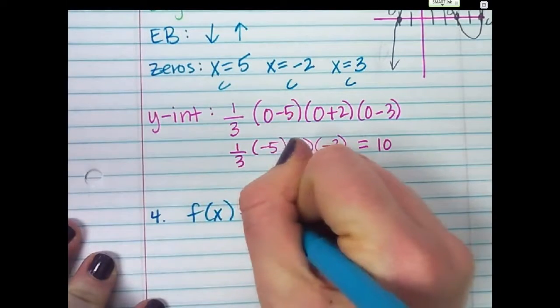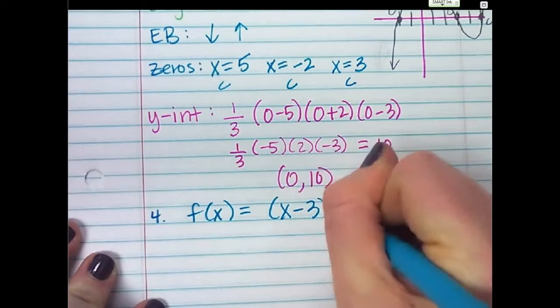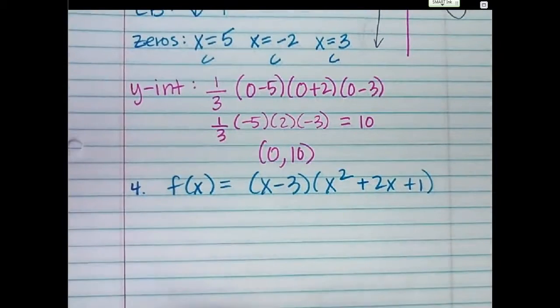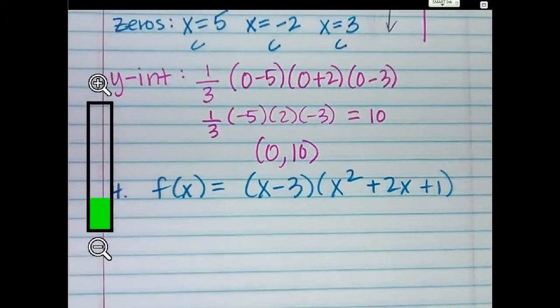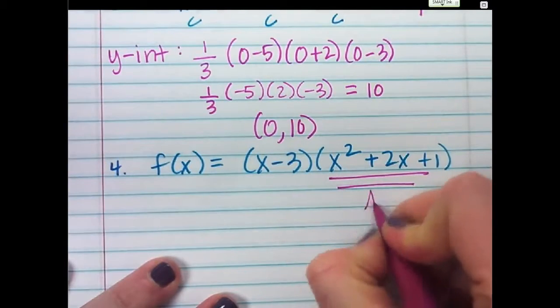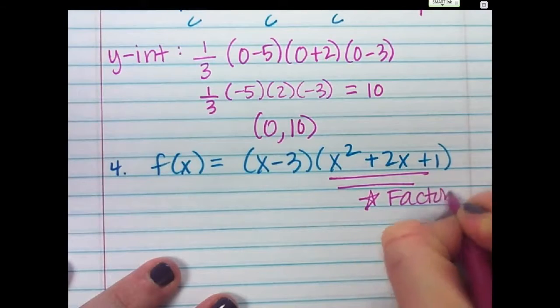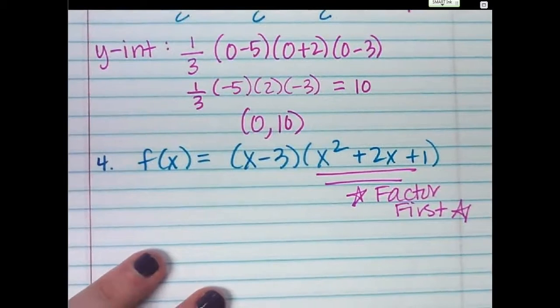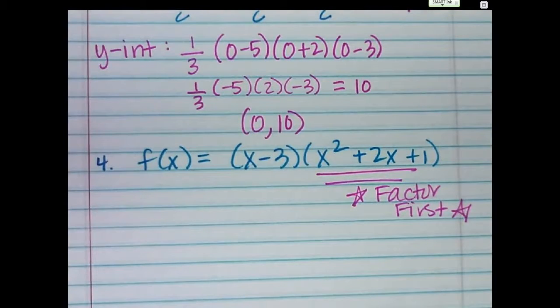Number 4, f of x equals x minus 3 times x squared plus 2x plus 1. It's not even a bad factoring one, though. So on this one, you have to factor this first. So factor that, and then see if you can come up with your graph.